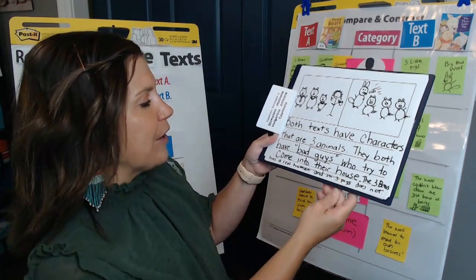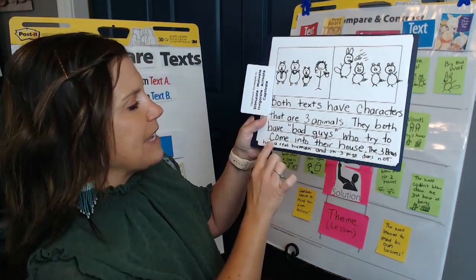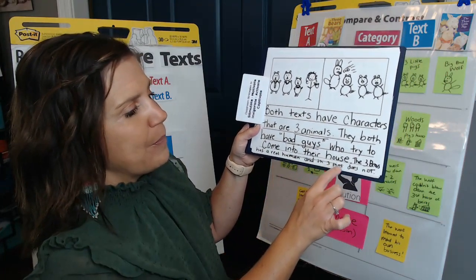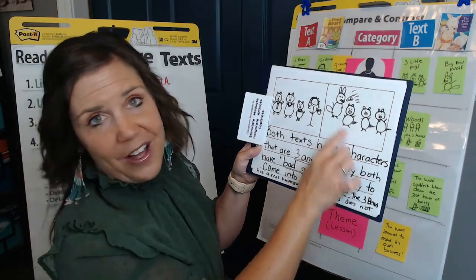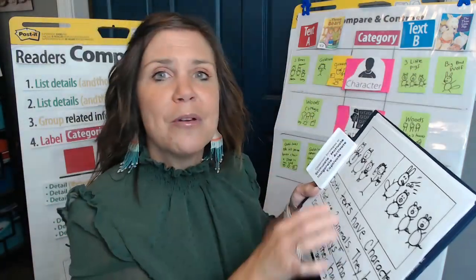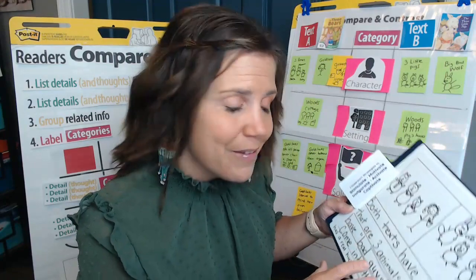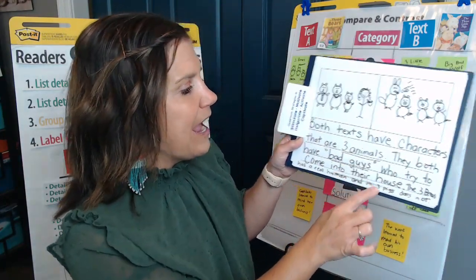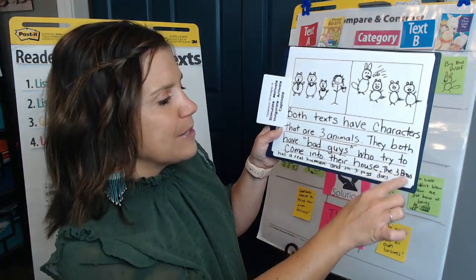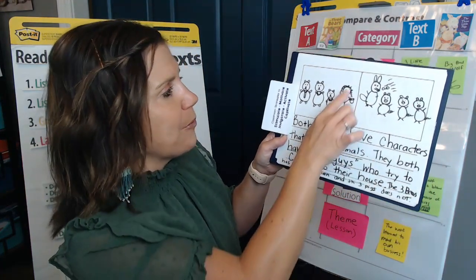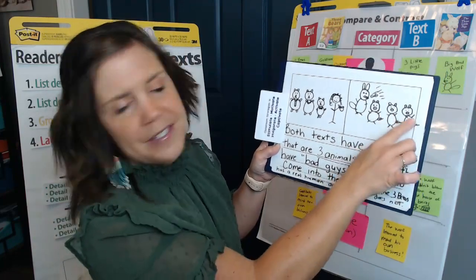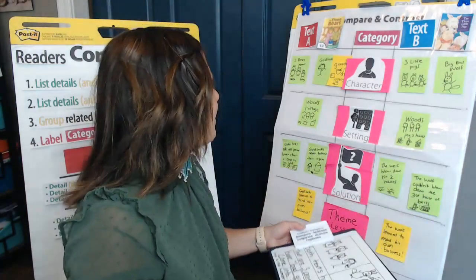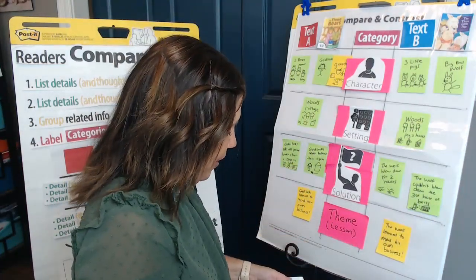And then how they're different, The Three Bears has a real human, a real person, and The Three Pigs does not. So I wrote some sentences about how they're the same. They both have three animals. They both have bad guys. And then a sentence about how they're different. The Three Bears has a real human, and The Three Pigs does not. It's all animals.